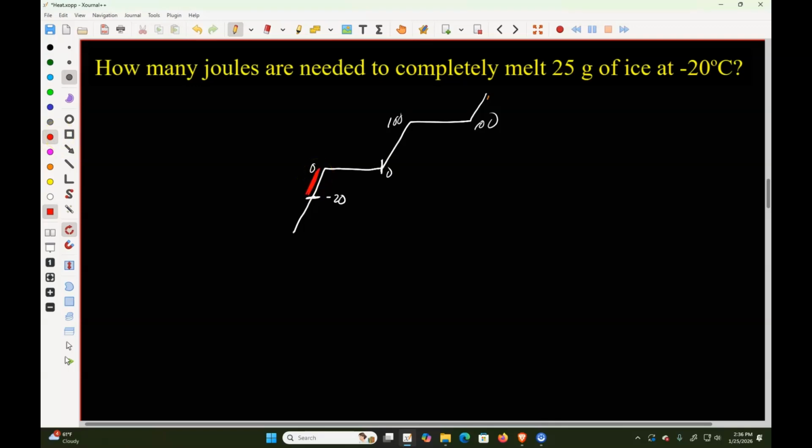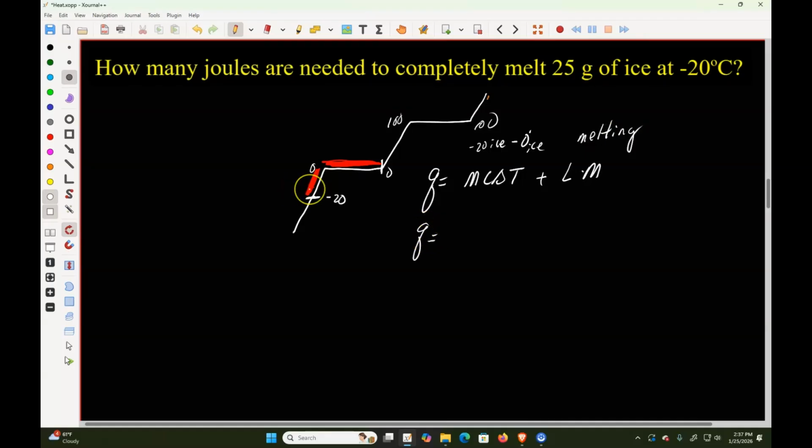So we have a step here, and we have a step here. This is going to be a two-step problem because I have to go from negative 20 to 0, and then from 0 ice to 0 water. We're going to say then that Q is equal to mcΔT plus latent heat times mass. This will be from minus 20 ice to 0 degrees ice, and this is the melting of the ice.